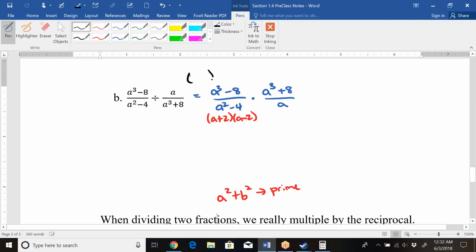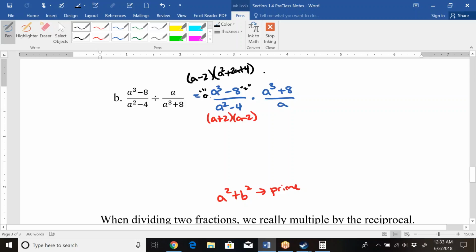So this is perfect cubes using our pattern. Cube root of that would be a. Cube root of 8 is 2. So this would be a minus 2 because it keeps that sign. A times a is a squared. A times 2 is 2a. 2 times 2 is 4. So I just did that pattern we talked about. And then SOAP: same as the original, opposite to the original, always positive.